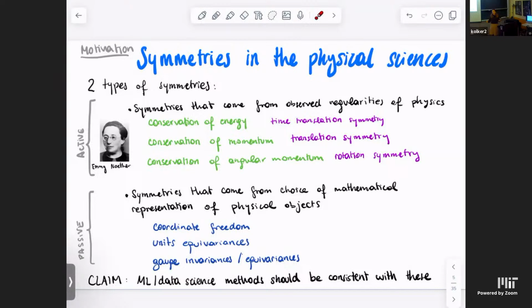For instance, you have to choose a coordinate system and a unit system. Since that choice is not unique, if you change your coordinate system, your predictions should change accordingly, and that can be formalized as a symmetry as well: gauge symmetries, coordinate symmetries, units equivariances, etc. So we claim that when writing machine learning models and data science models, we have to impose the symmetries that the problem has, the active symmetries and the passive symmetries, and that would lead to more correct machine learning models, and these models will have better performance.